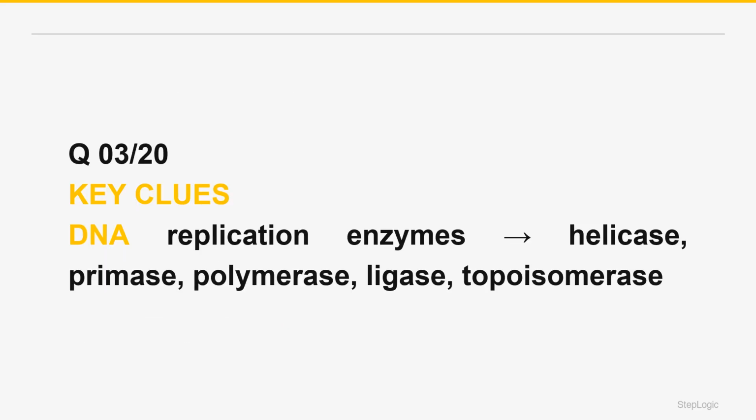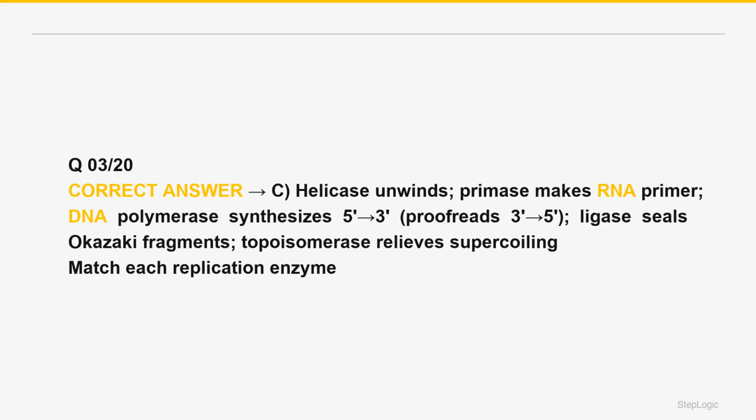The replication fork uses a coordinated set of enzymes. Helicase unwinds and separates the double helix at the origin. Single-strand binding proteins keep the strands apart. Topoisomerase, DNA gyrase in bacteria, relieves the supercoiling tension created ahead of the fork. Primase synthesizes a short RNA primer to provide a free 3'-OH. DNA polymerase then extends the new strand in the 5' to 3' direction, and many polymerases proofread with 3' to 5' exonuclease activity to correct errors. The correct answer is C.